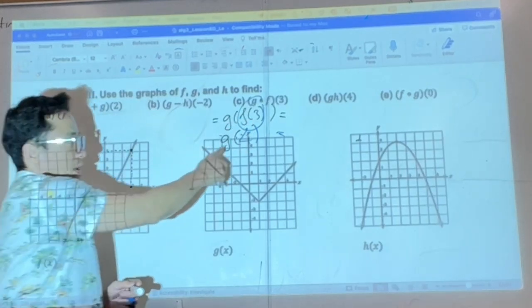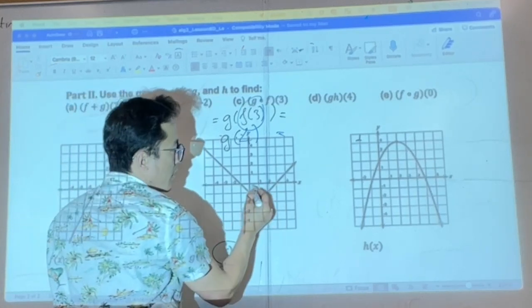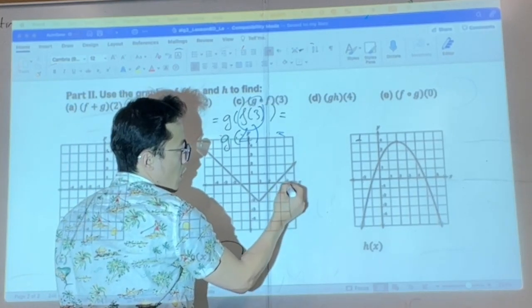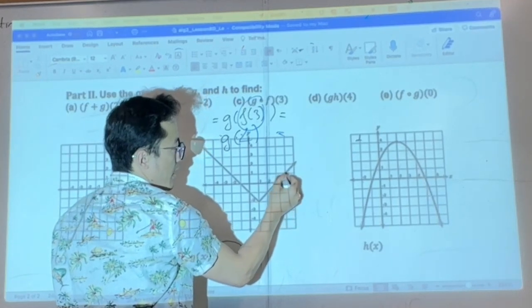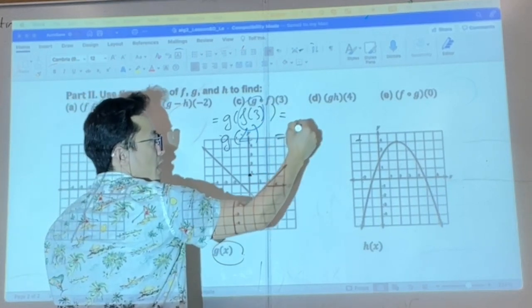Now I need to find G4. Where is G4? Okay, just look at the graph. G here, 4 right here. I need to go up to hit the graph. Yes, I hit the graph, and then I find what Y is. Y is 1. So G4 is 1.